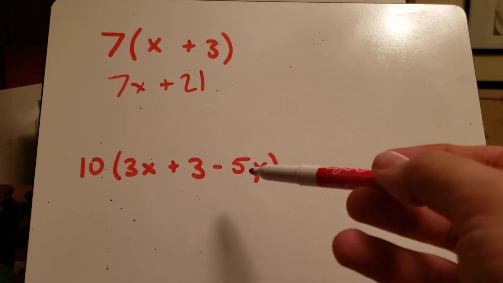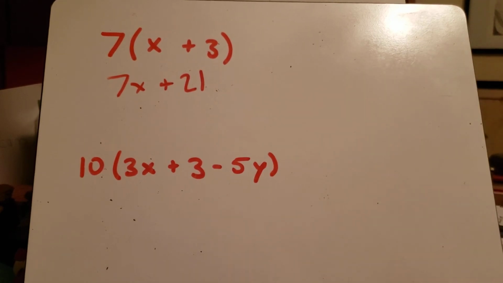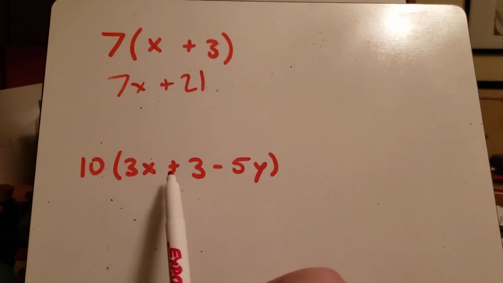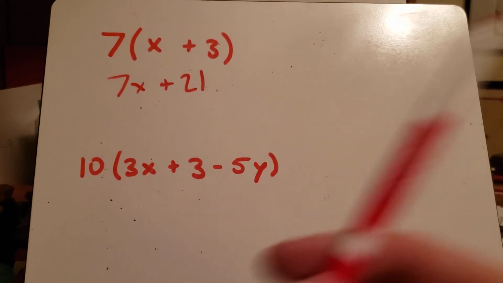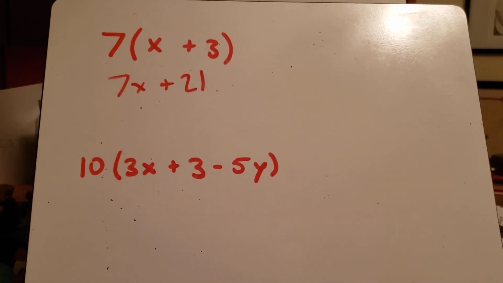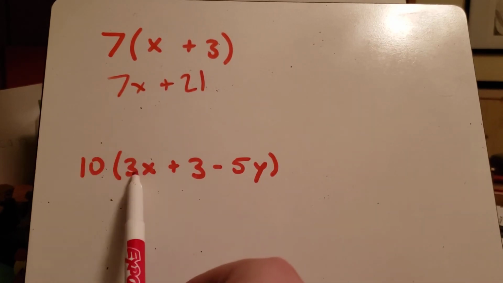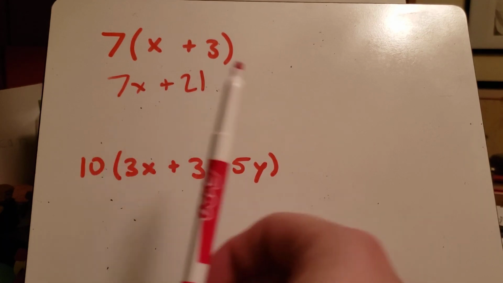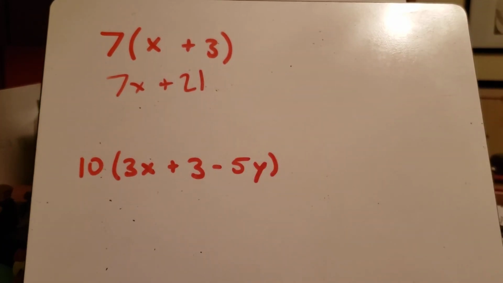Now the second one down here is different because it has 3 things in the parentheses. Now it turns out in the distributive property, it doesn't matter how many things are in the parentheses, as long as they're separated by pluses and minuses, the distributive property still works. So you can multiply 10 times 3x, 10 times 3, and 10 times negative 5y, and it'll still work out. That's still the distributive property.